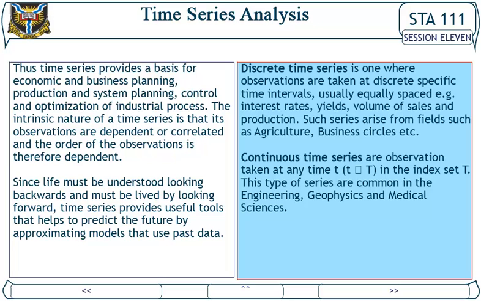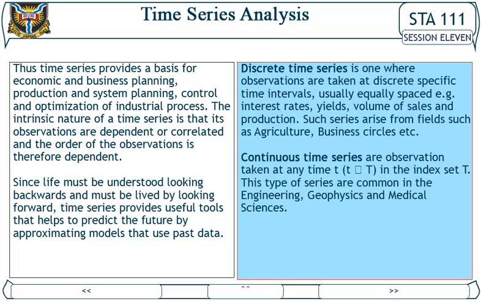Thus, time series provides a basis for economic and business planning, production and system planning, and control and optimization of industrial processes. The intrinsic nature of a time series is that its observations are dependent or correlated, and the order of the observations is therefore important. Since life must be understood looking backwards and must be lived by looking forward, time series provides useful tools that help to predict the future by approximating models that use past data.